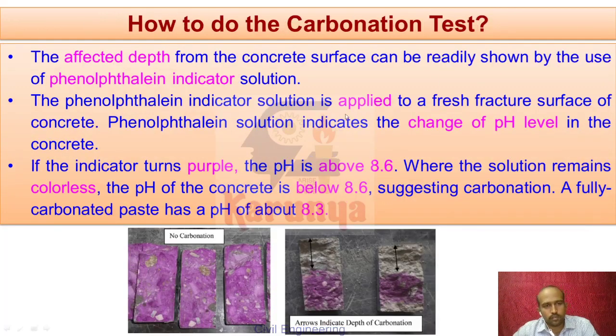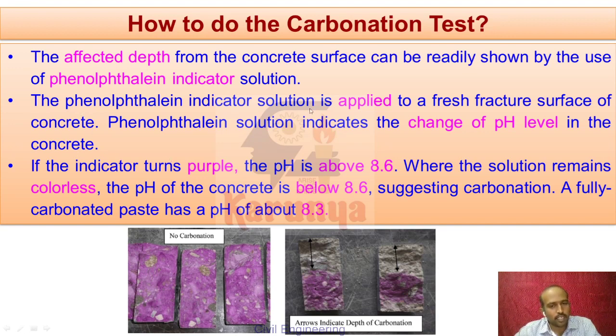So now we shall see how to do the carbonation test. As I have already mentioned, this is a very simple test. You only have to spray some phenolphthalein indicator over the extracted core or extracted portion from the structure. The affected depth from the concrete surface can be readily shown by use of phenolphthalein indicator solution. So you have to spray the extracted portion with this phenolphthalein indicator.